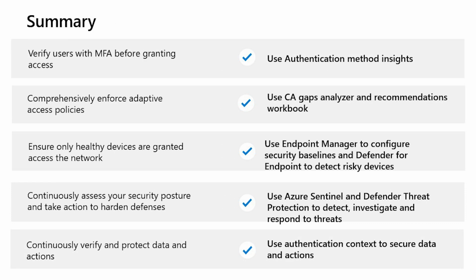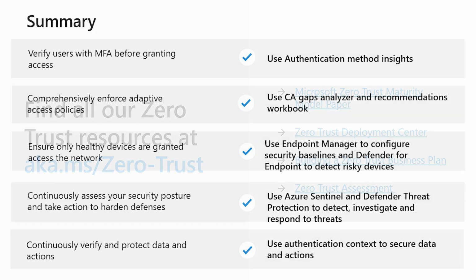To summarize, here are the 5 actions for a proactive approach to cybersecurity using Zero Trust. Use authentication method insights to drive the use of the most secure, usable methods in your organization. Use conditional access gap analyzer and recommendations workbook to drive comprehensive adaptive policy coverage. Use Microsoft Endpoint Management baselines and monitor device risk. Use Azure Sentinel for threat investigation. Lastly, use authentication context to secure your data and actions.